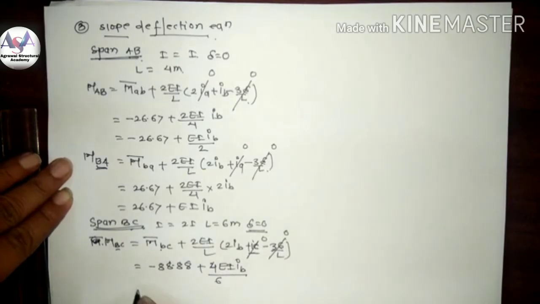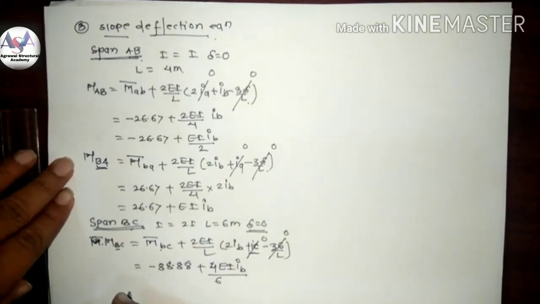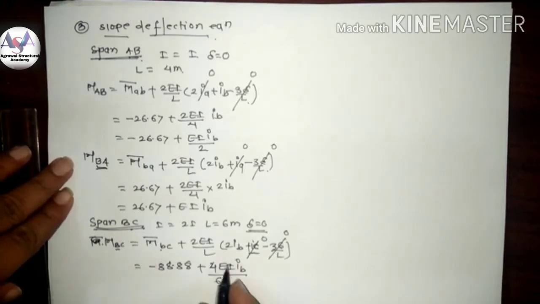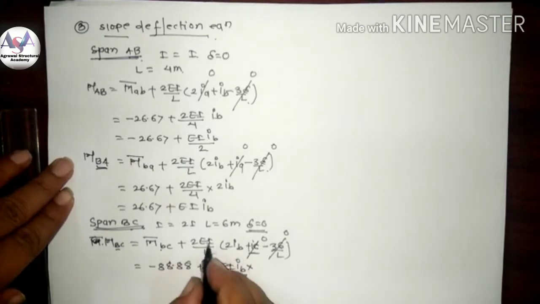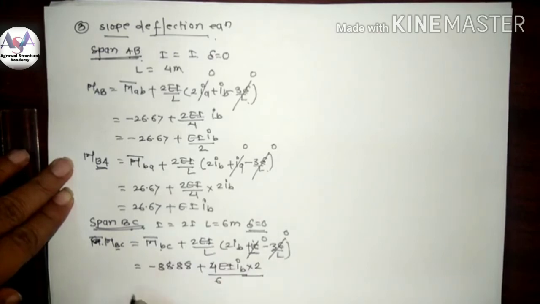So this becomes into, again here I is equal to 2I, so put here the 2, so that is why this becomes minus 88.88 plus 4 by 3 EIθB.